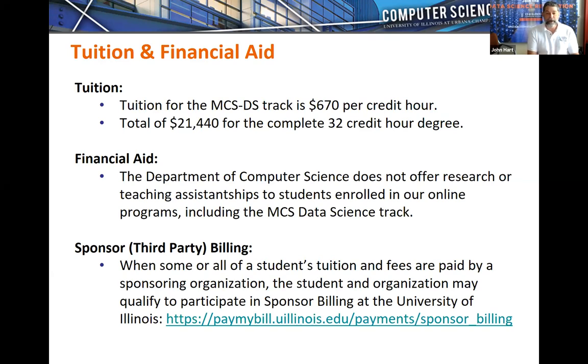$21,440 in tuition. So that's quite a bit cheaper than the $50,000 that an on-campus degree would cost, plus the cost of living on campus, and plus the loss of your annual salary if you have to leave your job in order to study full time. So it ends up being a pretty good deal.